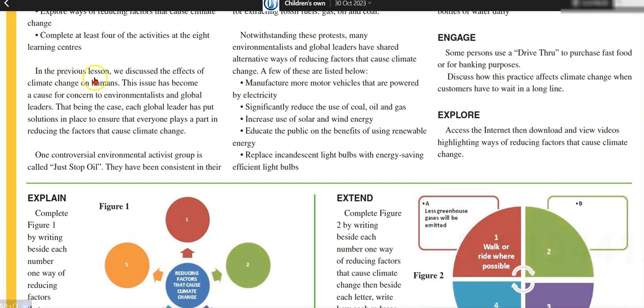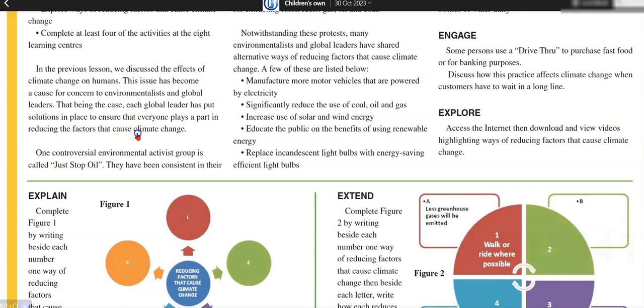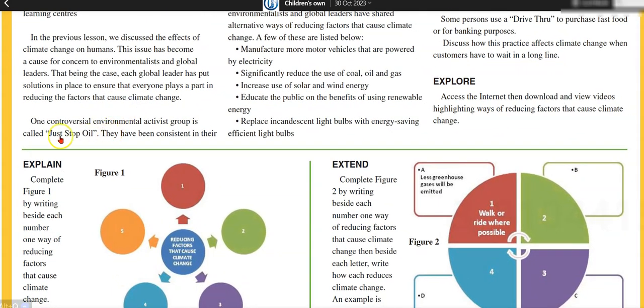In the previous week's lesson, we discussed the effects of climate change on humans. This issue has become a cause for concern to environmentalists and global leaders. That being the case, each global leader has put solutions in place to ensure that everyone plays a part in reducing the factors that cause climate change.